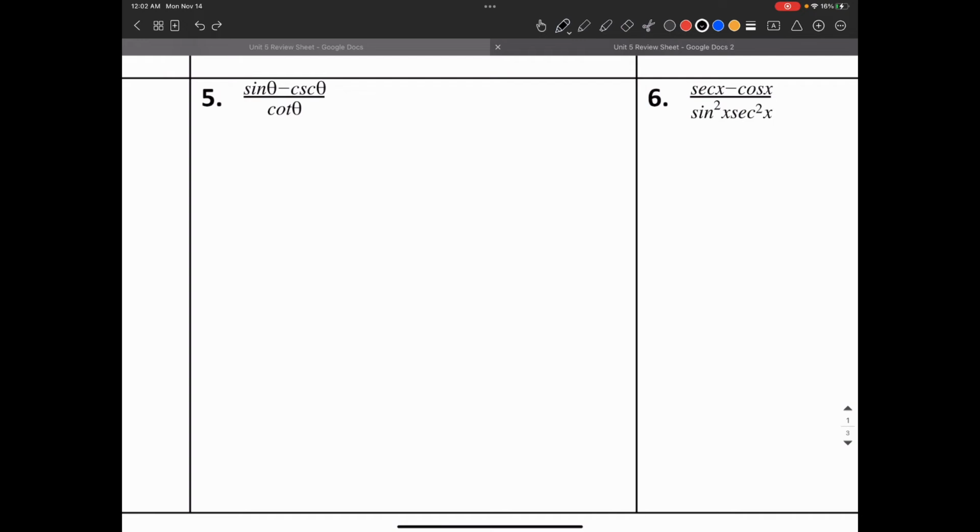For number 5, I have sine of theta minus cosecant of theta all over cotangent of theta. I was thinking about separating this, because I have 2 terms in the top and 1 in the bottom, so separating it into 2 fractions. But that didn't help me when I tried to do that. I was like, where would I go from there? That just adds more steps, I think, so I'm not going to do that.